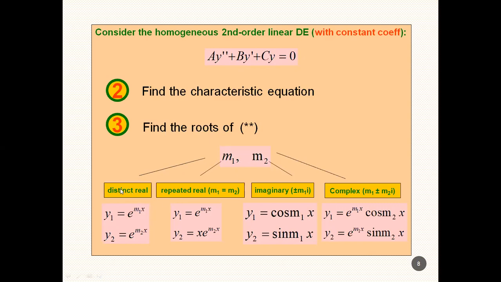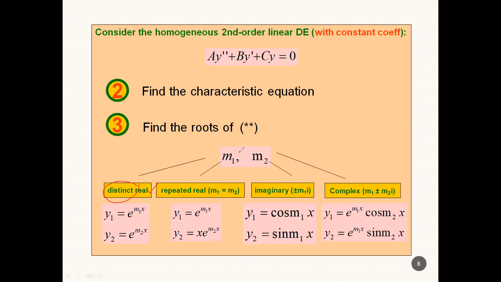If the roots are distinct and real, so what do we mean by distinct? You know what is real, of course, a real number. Distinct means they're not the same, so they are unique from each other. So the terms in your general solution will consist of exponential functions, where the arguments are the distinct real roots.